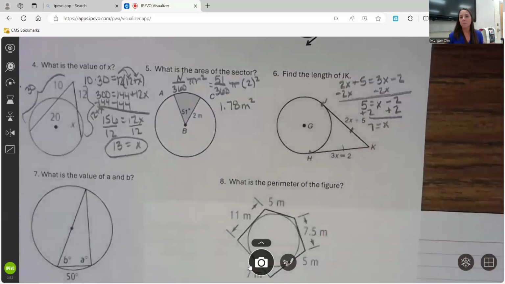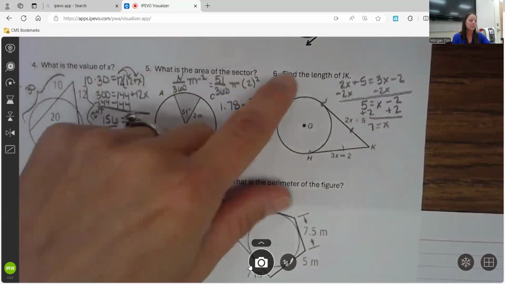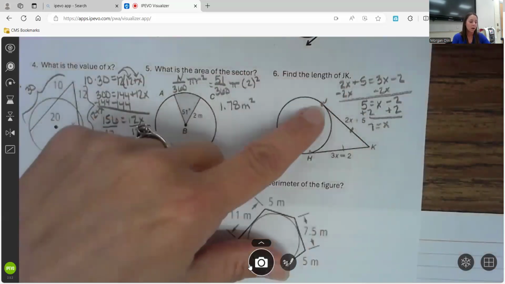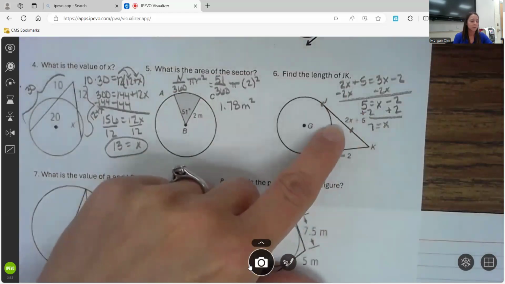Now, anytime you're talking about geometry, any of your geometry problems, and you've solved for x, make sure you go back and read what the question's asking for. Here it says find the length of JK. All right, 7's not the answer. I've got to plug this back into 2x plus 5.